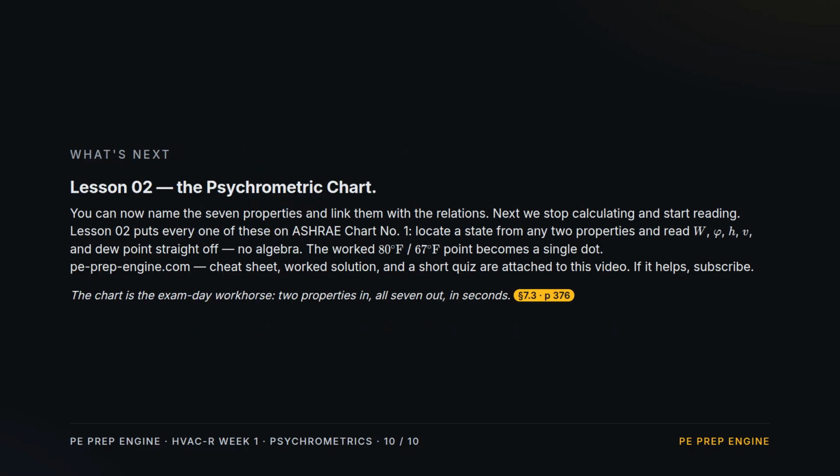Next up, Lesson 2, the psychrometric chart. You can name the 7 properties and link them. Now we read them straight off ASHRAE chart number 1. Locate a state from any 2 properties, and the humidity ratio, relative humidity, enthalpy, specific volume, and dew point are right there. No algebra.